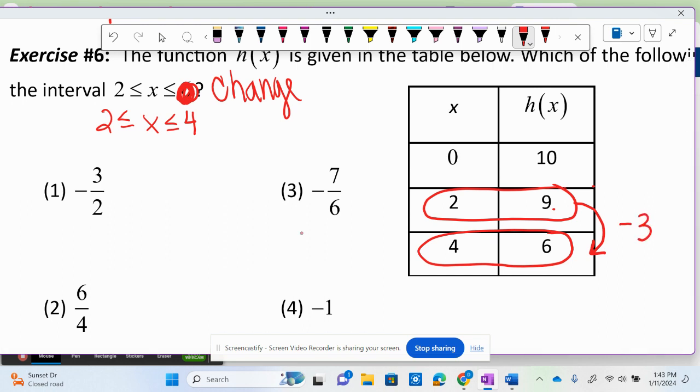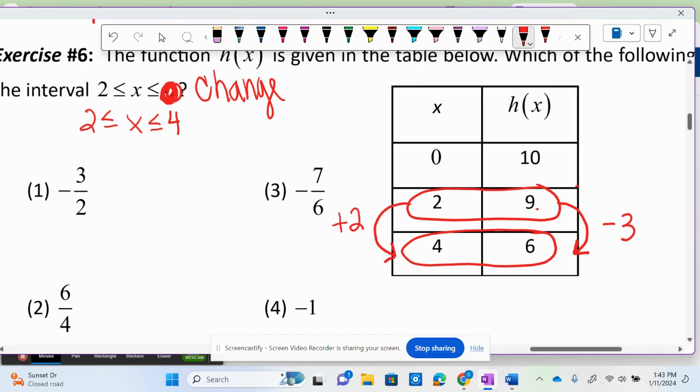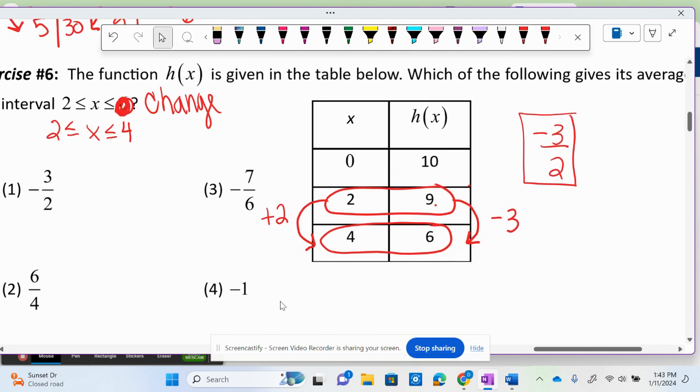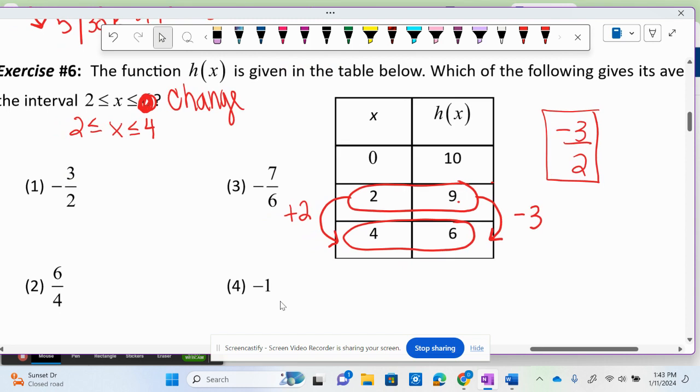Minus 3. What did I do to 2 to make it equal 4? Add 2. So my rate of change or my slope is negative 3 over 2. What answer choice is that? Yeah, it's answer choice 1.